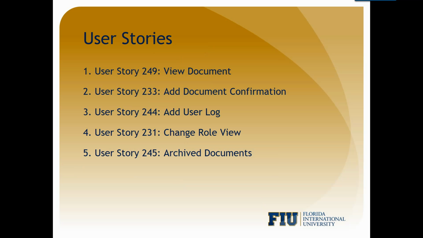Here is a list of user stories that we have developed for version 2.0. Number 1. User Story 249. View Documents. This feature allows officers to view the images and PDF documents within the browser, replacing the previous functionality that would always force users to download the documents. Documents not supported to be opened by the browser, such as Word, Excel, and PowerPoints, will still have to be downloaded.